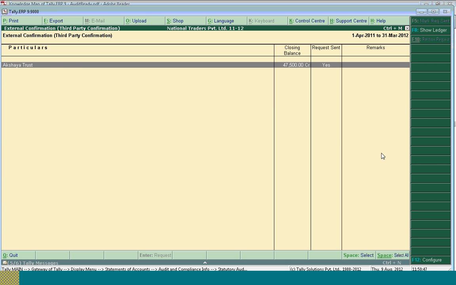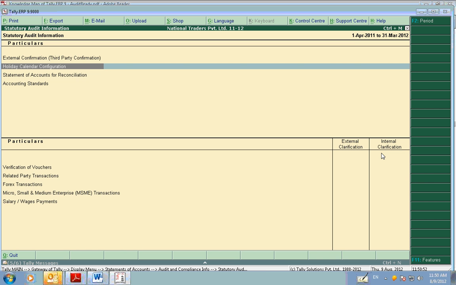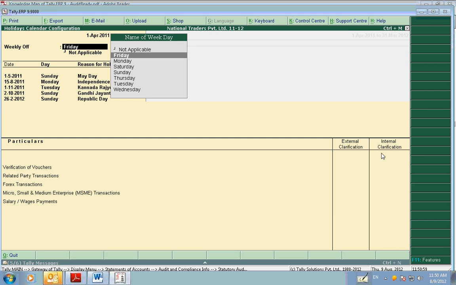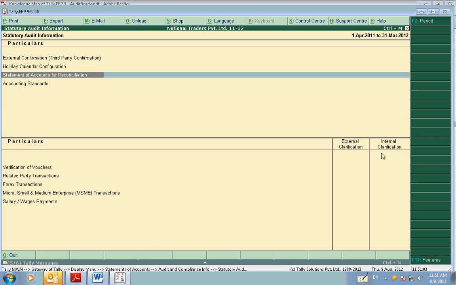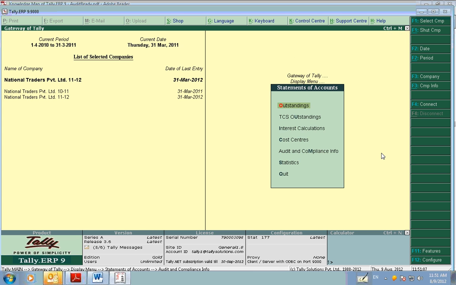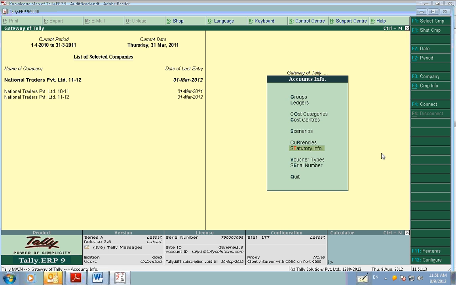Yeah. So now I'm going back to the audit and compliance. So here, even as a business owner, he can always configure the holiday calendar. This is under statement of accounts, audit and compliance information, where he can plan his business work. And coming to these two points, we'll just discuss on this. Now going back to this audit and compliance.